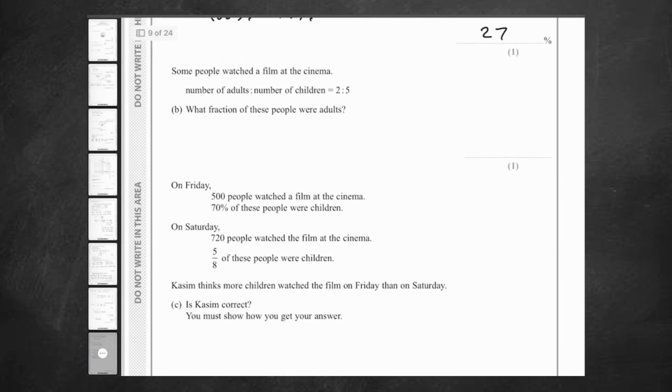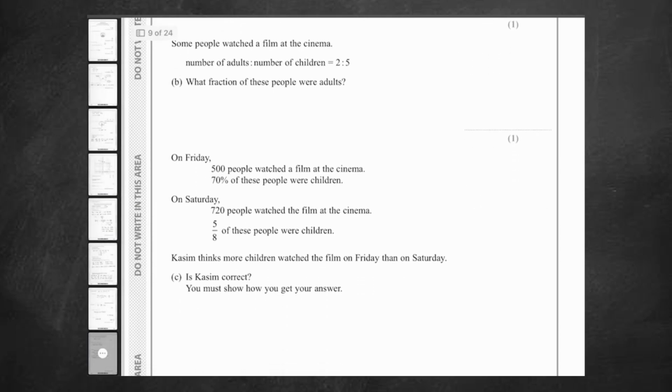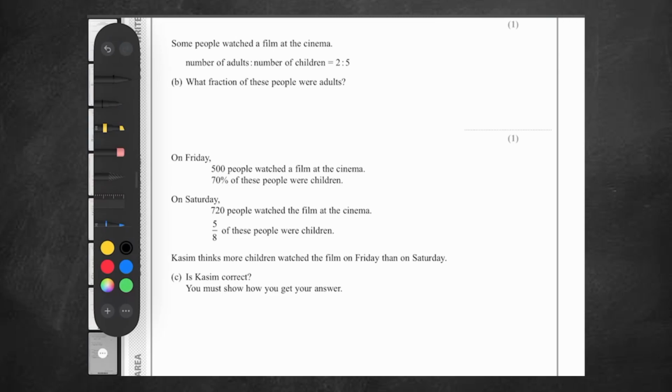Some people watched a film at the cinema. Number of adults compared to number of children is a ratio of 2 to 5. What fraction of these people were adults? So firstly, we need to add up the two ratios to get the number for the denominator of the fraction. So this is basically saying number of adults to number of children is 2 over 7 adults and 5 out of 7 children. So what fraction of these people were adults? It's just going to be 2 out of 7.